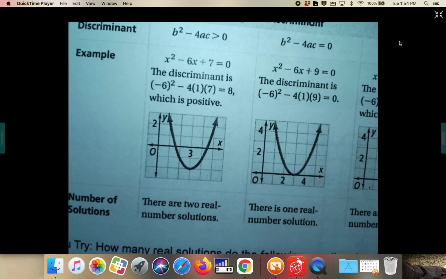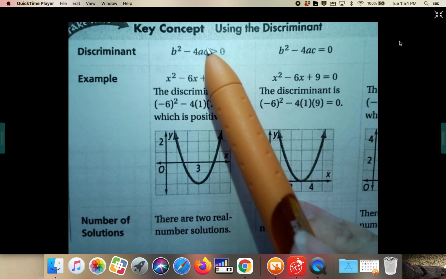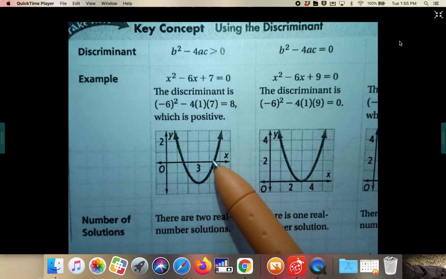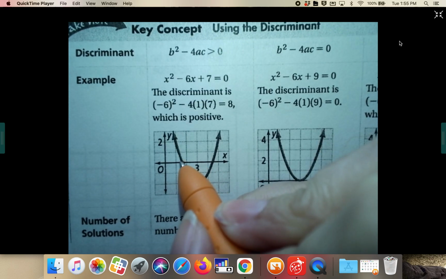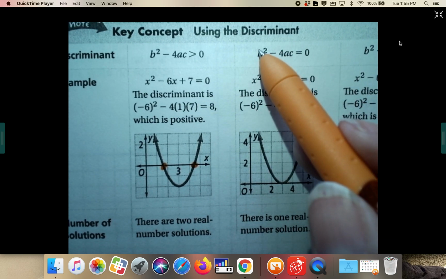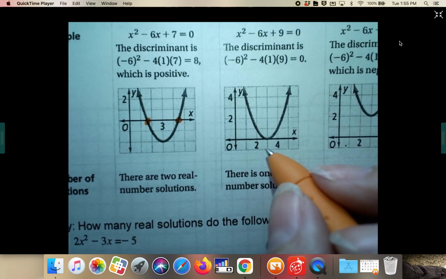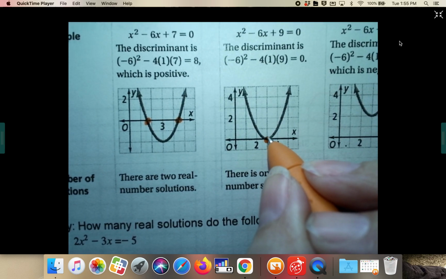So when you look at your next page, the next page is actually all about the discriminant, and I basically just told you how to do this. But if it's bigger than 0, like we got 10, we know there's going to be two solutions, okay? If it is exactly 0, if when you solve it, it's the square root of something minus itself and you get 0, then that means there is going to be exactly one solution.